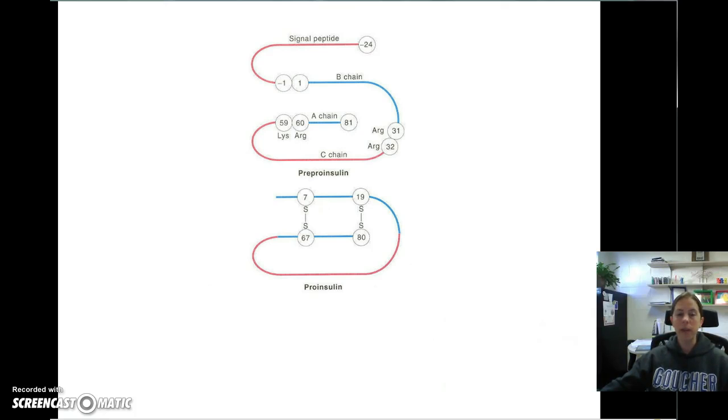The other modification that occurs to pre-proinsulin to form proinsulin is 2 disulfide bridges are formed between amino acids 19 and 67 and amino acids 19 and 80. Where do disulfide bridges form in the processing of a protein?